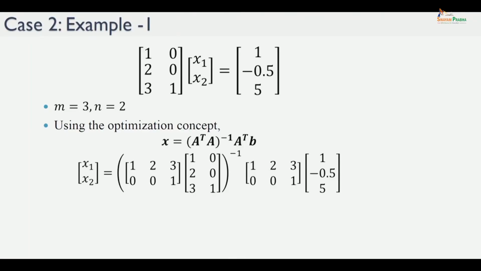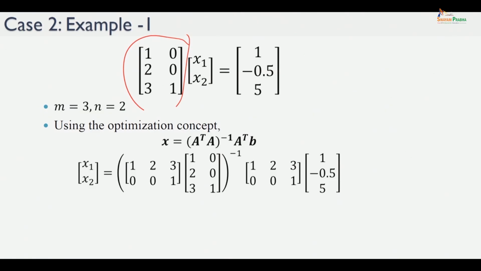So let us look at an Ax equal to b example system as shown on the screen. Here we have a matrix with 3 rows and 2 columns, which basically means that there are 3 equations in 2 variables, number of equations more than number of variables. We have to read these equations as x1 equal to 1, 2x1 equal to minus 0.5, and 3x1 plus x2 equal to 5. If you notice these equations, you would realize that the first 2 equations are inconsistent.